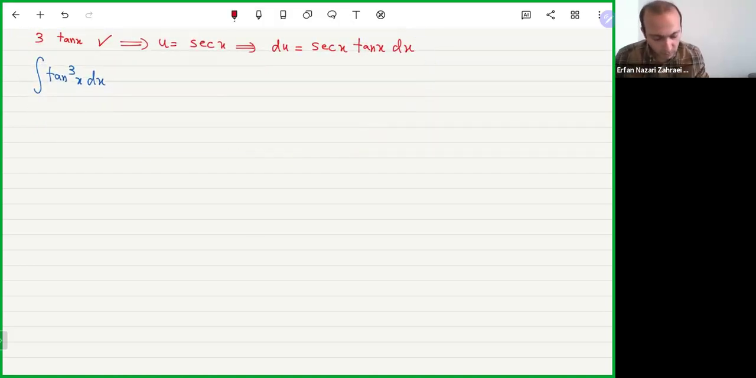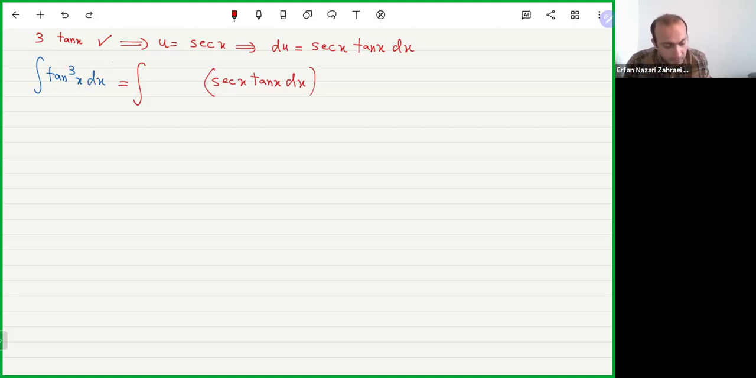So let's for now focus on this substitution. What do I have? I have du is this. So I need to isolate or separate this. So I need to write secant tangent dx. That's my du. I isolated. Let's look at the terms.